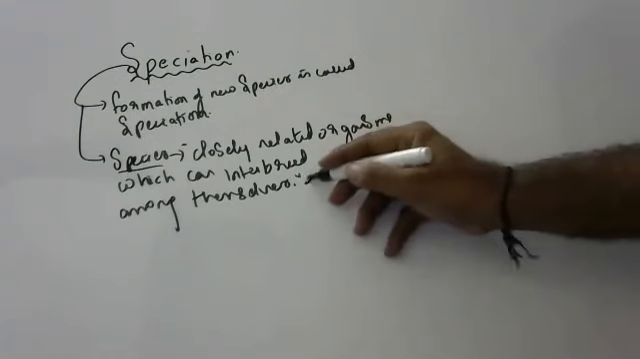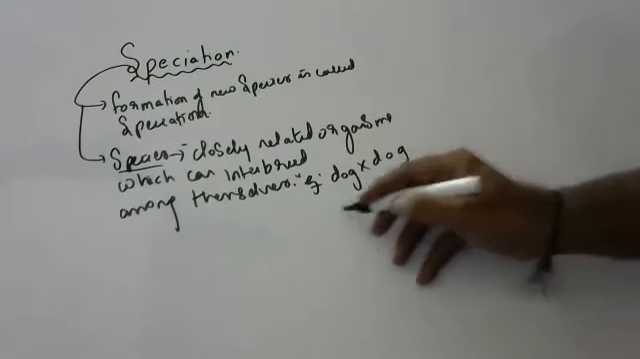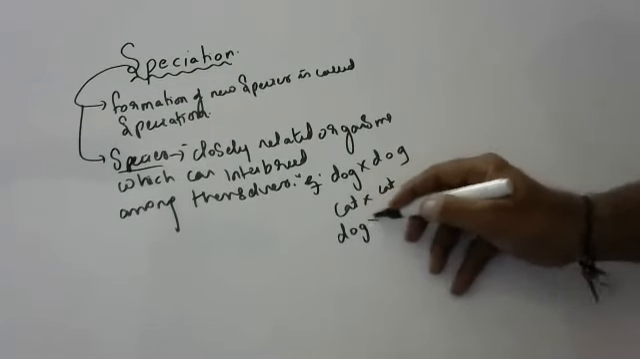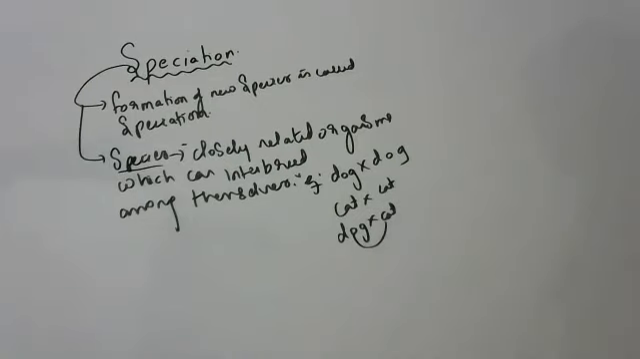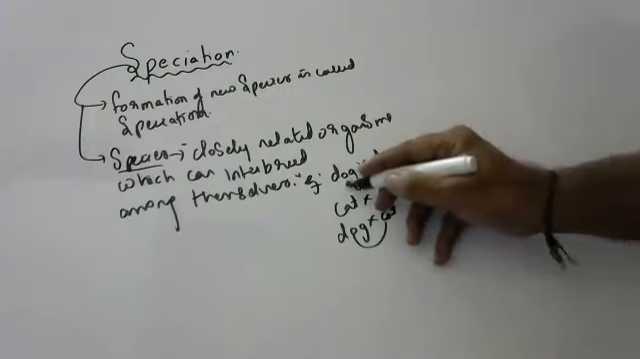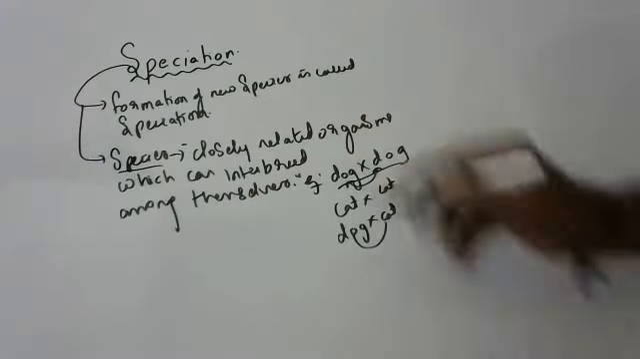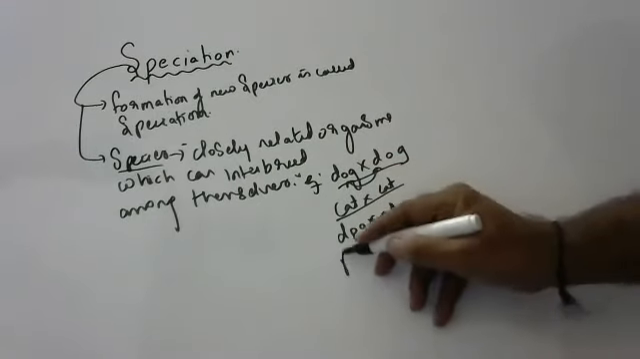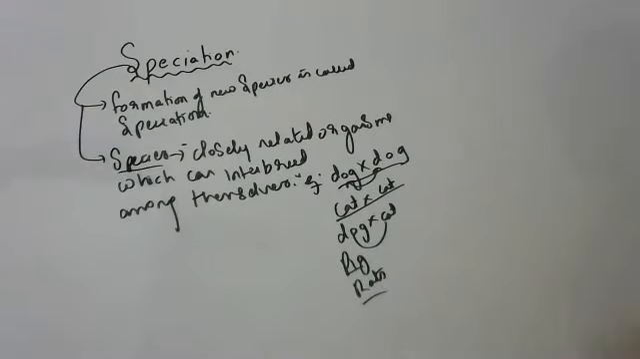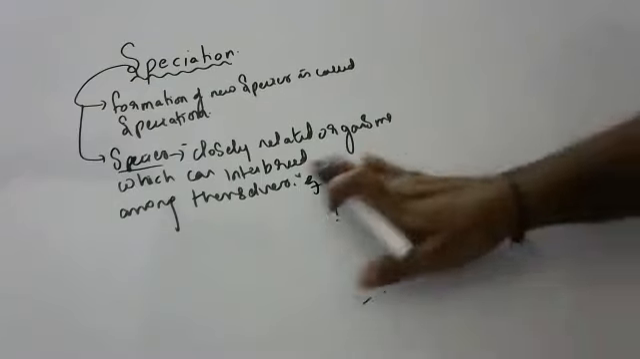Example I will give, then you will understand. Children, dog can breed with dog. Cat can breed with cat. But dog cannot breed with cat because they both are different species. So, closely related organisms which can interbreed among themselves are called species. Dogs belong to the same species, cats belong to the same species, pigs belong to the same species, rats belong to the same species, humans belong to the same species. Like that. Who can interbreed among themselves, they are species.